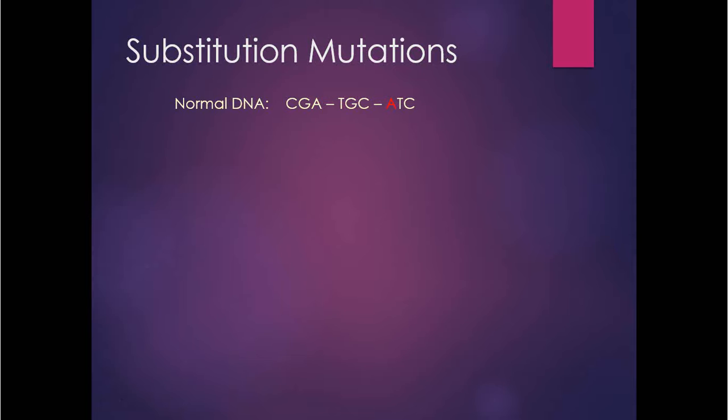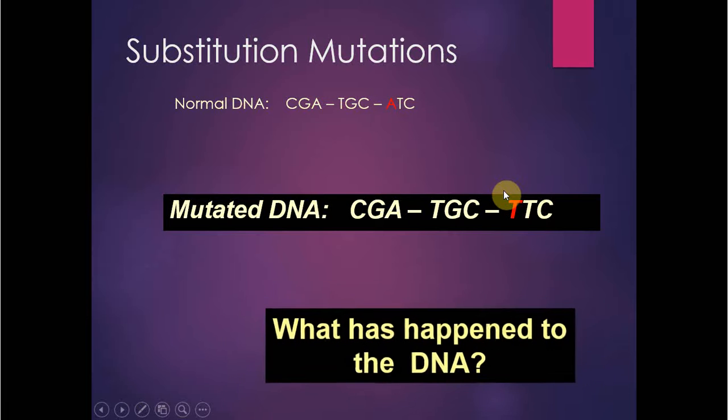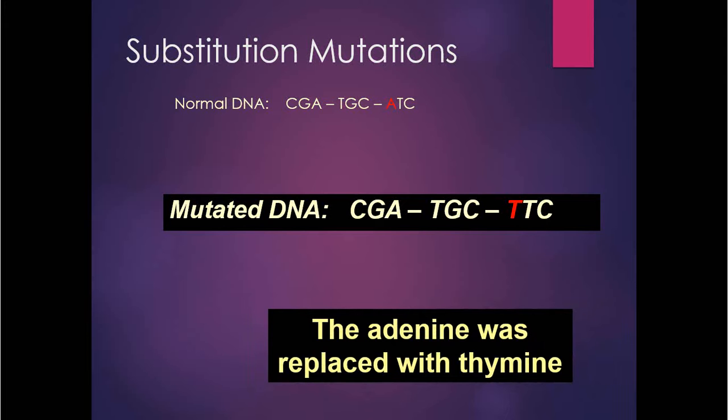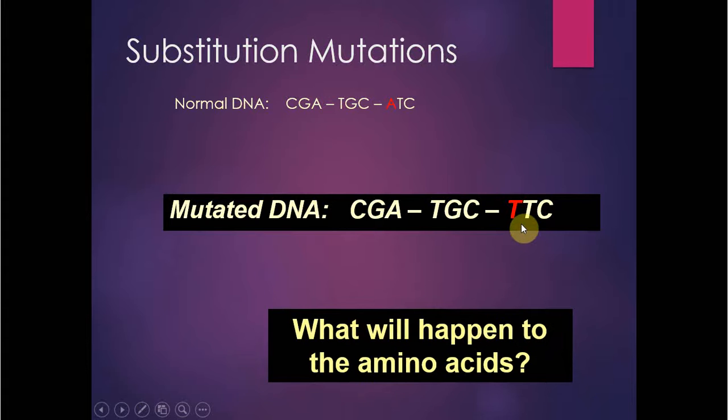Let's see an example of substitution mutation. Here we have a normal DNA sequence and this is the mutated DNA. As the name suggests, in substitution mutation, one of the bases in the DNA is substituted. For example, what has happened to the DNA? Here this adenine is replaced with this thymine. This is the substitution mutation.